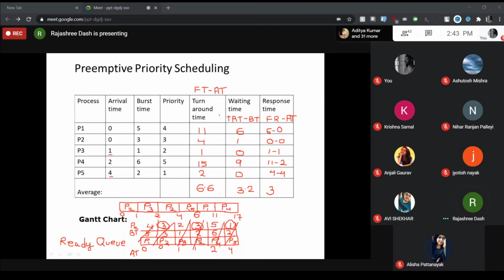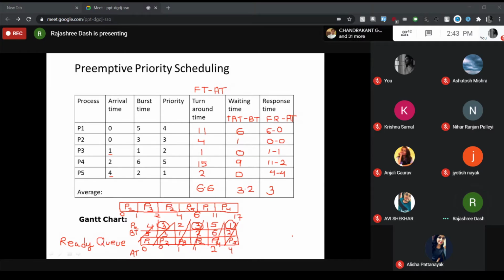Any doubt with respect to preemptive priority scheduling? Remember one clue: don't forget to draw the ready queue. Otherwise, you will make a lot of mistakes in generating your Gantt chart. And once the Gantt chart is wrong, automatically all other figures will be wrong.